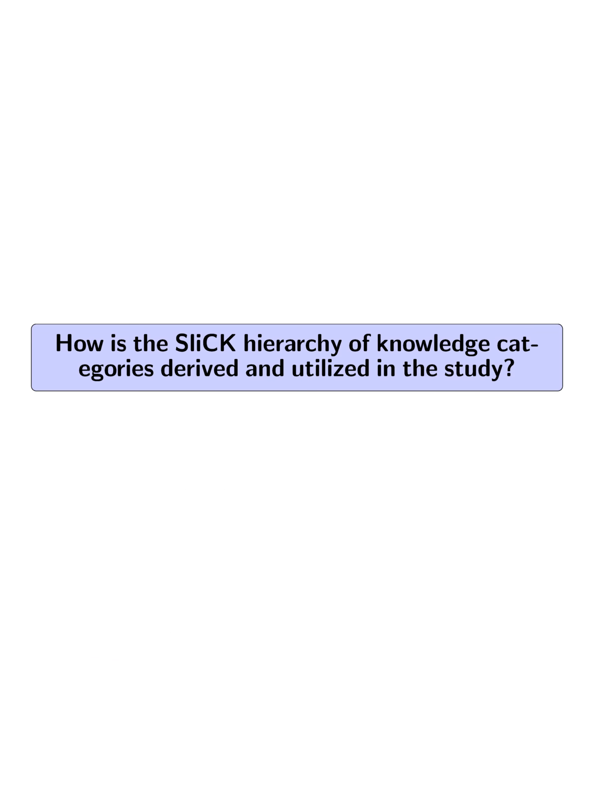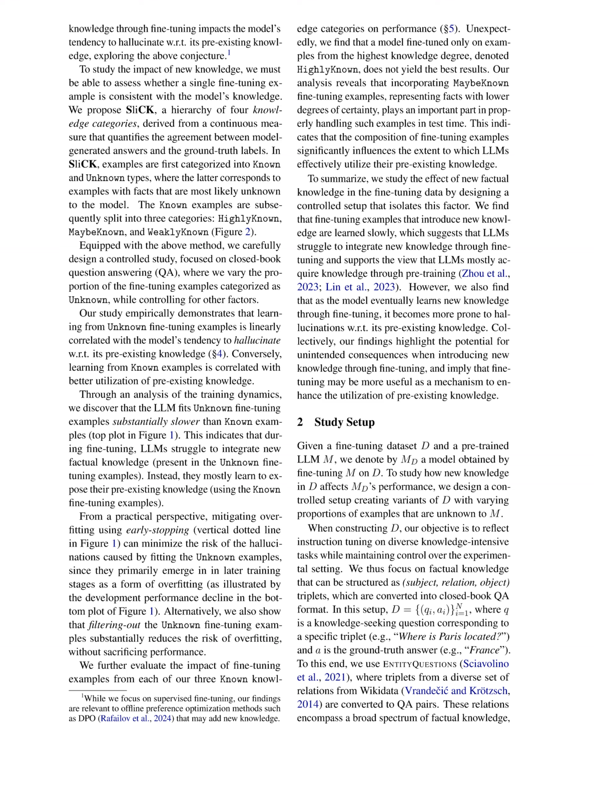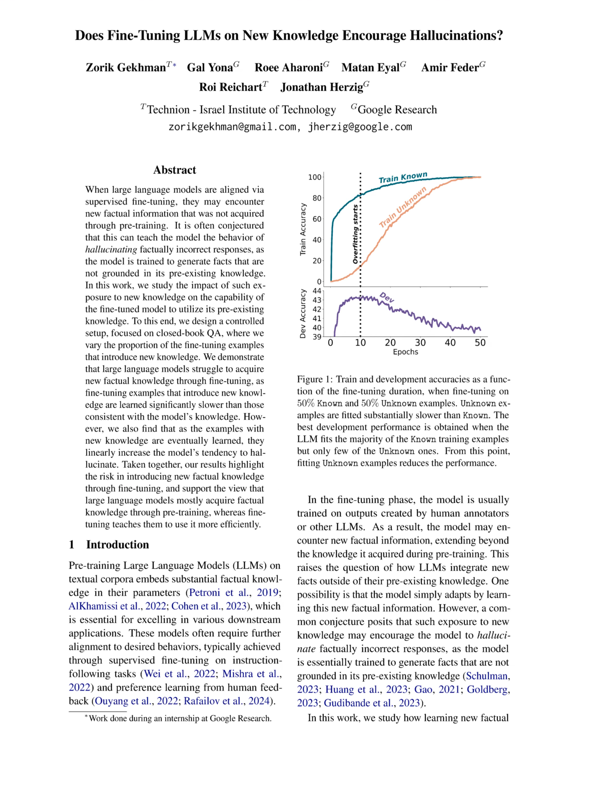How is the SliCK hierarchy of knowledge categories derived and utilized in the study? The SliCK hierarchy of knowledge categories is derived and utilized in the study by first categorizing examples into Known and Unknown types based on whether the model knows the answer to a given question. The Known examples are further divided into three categories: HighlyKnown, MaybeKnown, and WeaklyKnown. The categorization is based on the model's consistency in predicting the correct answer when prompted with a question.